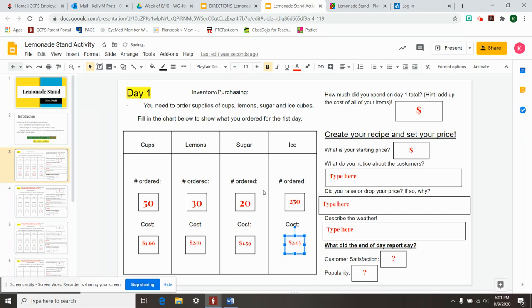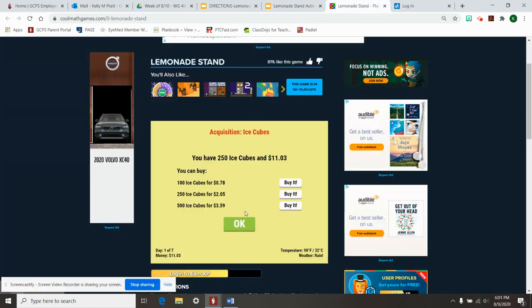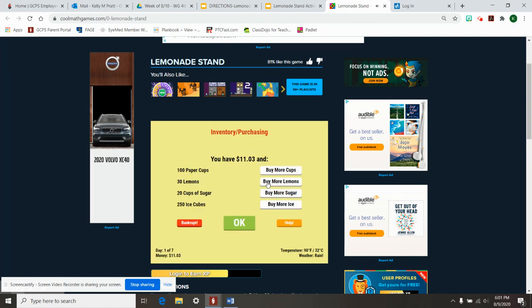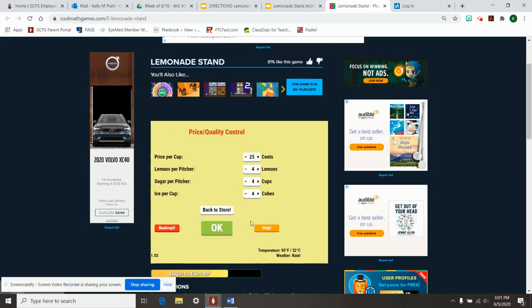There, perfect. So now I've got all my supplies done, and I bought that. Okay, so now it tells me how many cups I bought, how many lemons I bought, how many cups of sugar, and how many ice cubes. So I'm going to click OK.